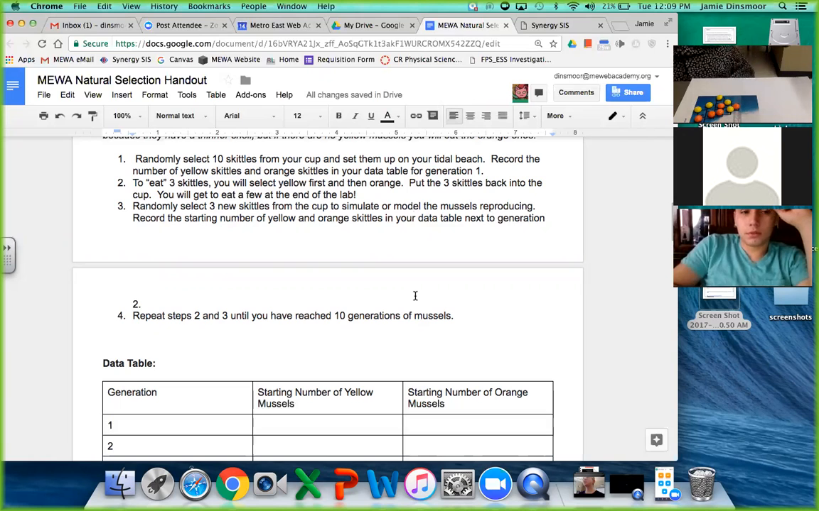I didn't even ask you guys to hypothesize in this experiment, but if you're at home, I want you to be thinking about what's gonna happen over time here. Is it gonna stay even like this? Is there gonna be more orange? Is there gonna be more yellow? I don't know. What's gonna happen?